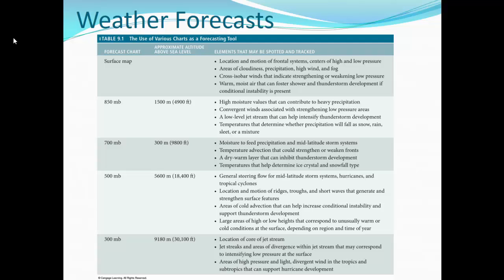Once we start getting up closer to 10,000 feet, or that 750 millibar or 700 millibar level, again, moisture. We can also see temperature advection at that level, where cold air is moving in to strengthen or weaken frontal boundaries. At 500 millibars, now we're talking about the general steering level for mid-latitude cyclones, also for hurricanes and tropical cyclones. The 500 millibar level gives us the long waves in the westerlies, locations of ridges and troughs, but also short waves that help to generate and strengthen the surface features. And then once we get up to the 300 millibar level, you can see that's the location of your jet stream and your jet streaks.